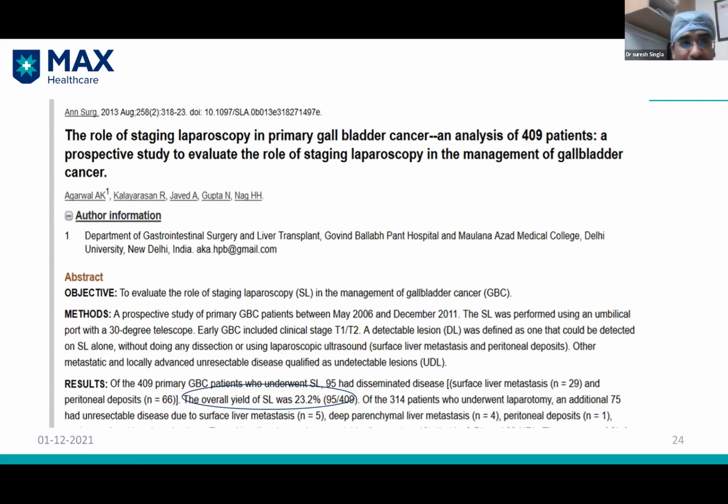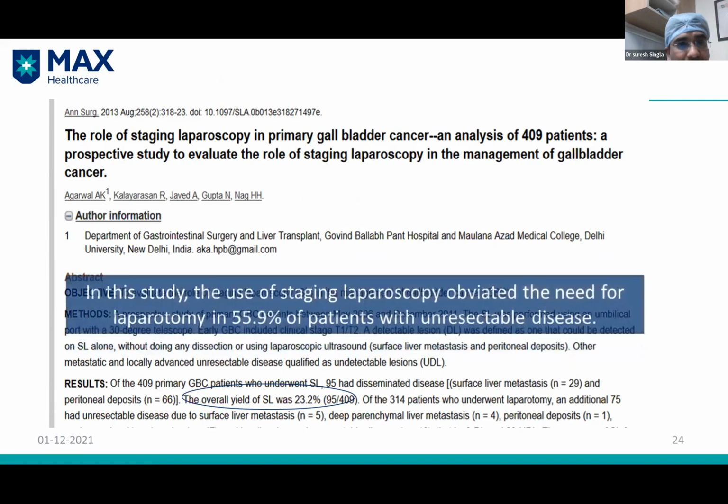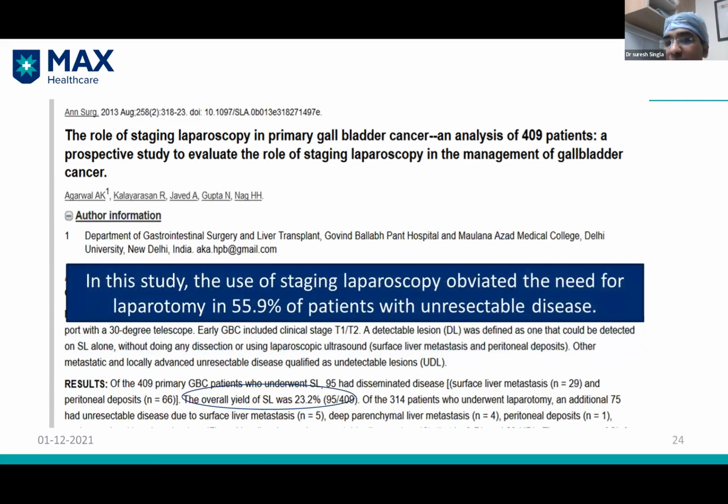I am putting up the paper of Dr. Nikhil Agrawal, and they showed that staging laparoscopy obviated the need of laparotomy in 55.9% of the patients who have unresectable disease.